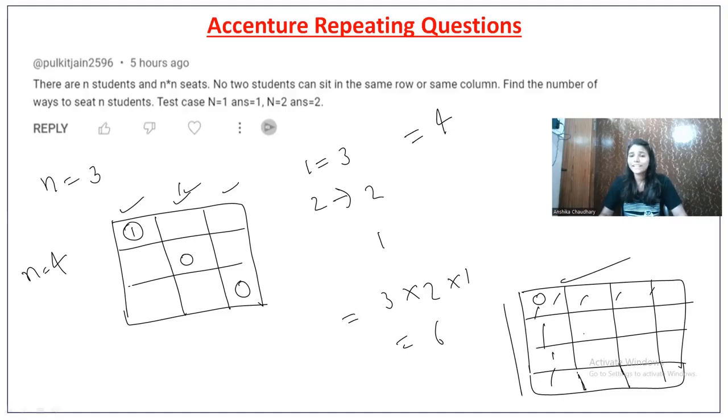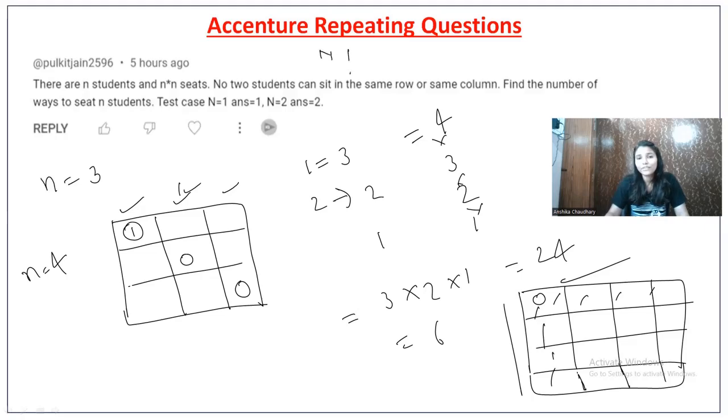Now the second student must have 3 choices, right? n minus 1 choices. The next student will have n minus 2 choices, that means 2 choices, and the next student will have n minus 3 choices, that means only 1 choice. So if we multiply all these, what will we get? 24.